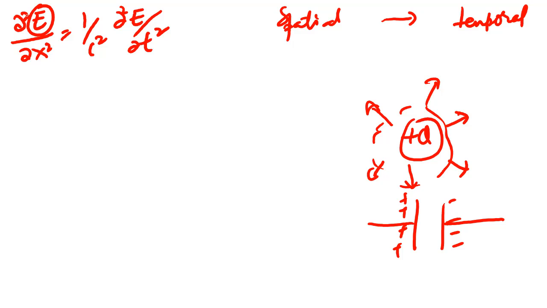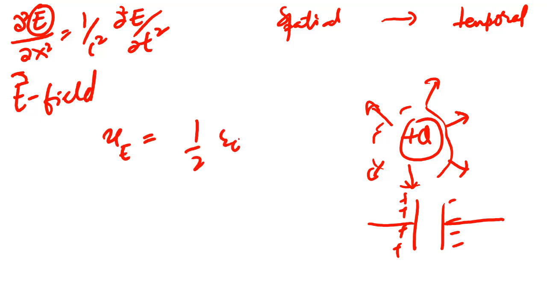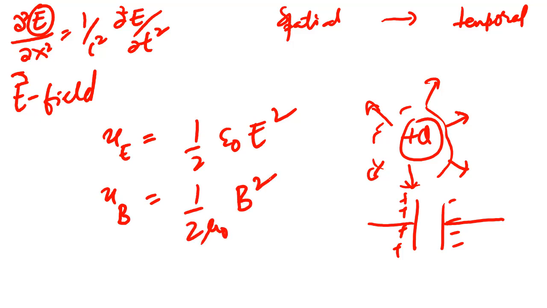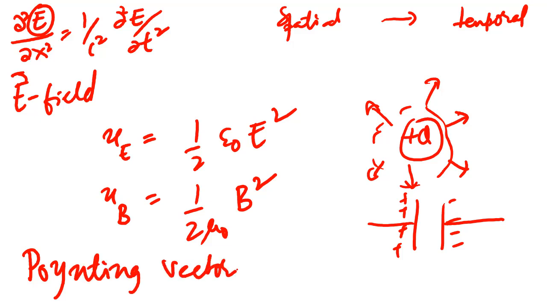For example, the energy in an electric field is given by half epsilon naught E squared. Similarly, the energy in a magnetic field is given by half mu naught B squared. So in case of light, the energy that is in this electric and magnetic field is given by what we call the Poynting vector, which is denoted by S.